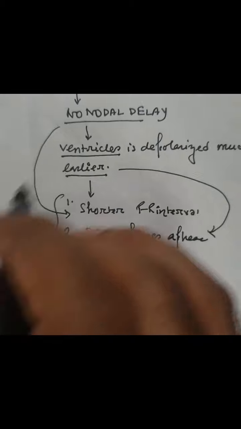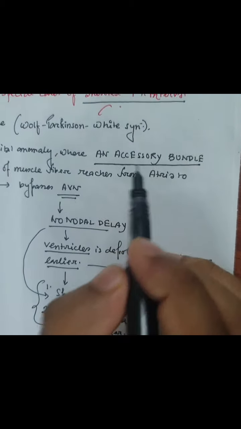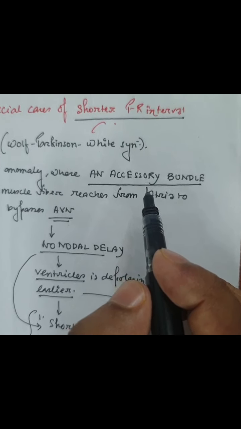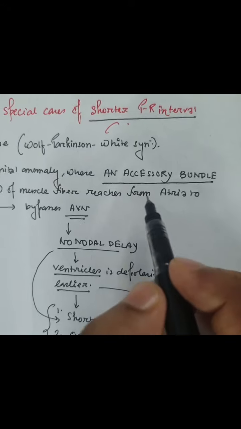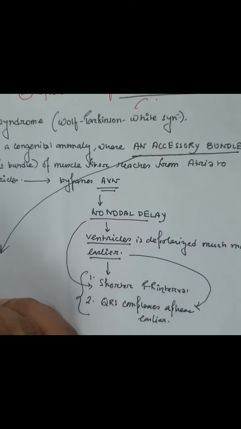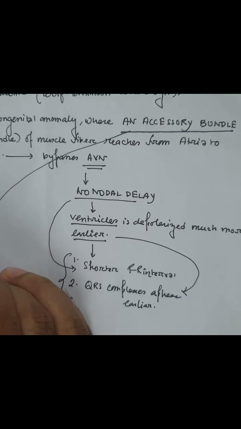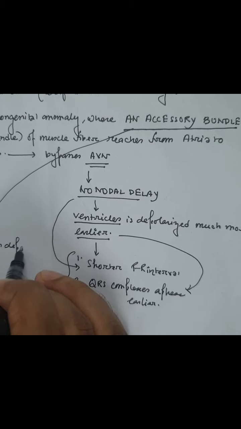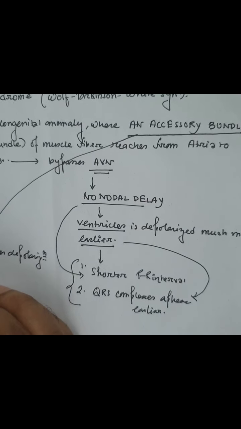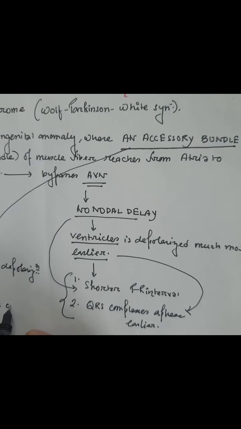But remember, this is an accessory bundle, not a specialized connective tissue which connects the SA node to the AV node. Due to the presence of this accessory bundle, the ventricular depolarization is slow. So the QRS complex is broader.